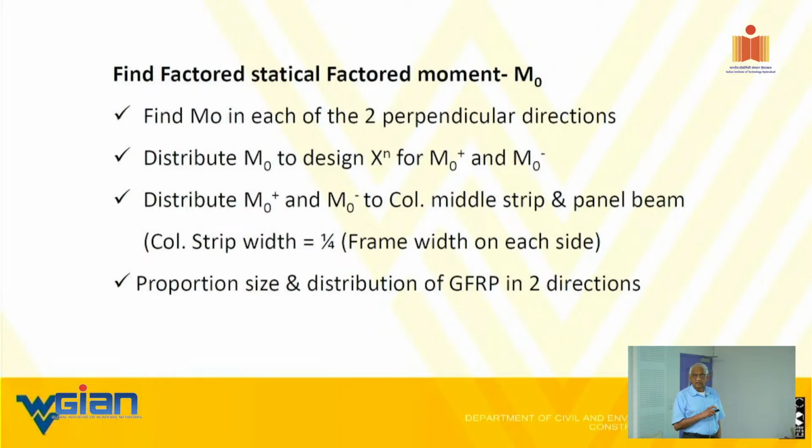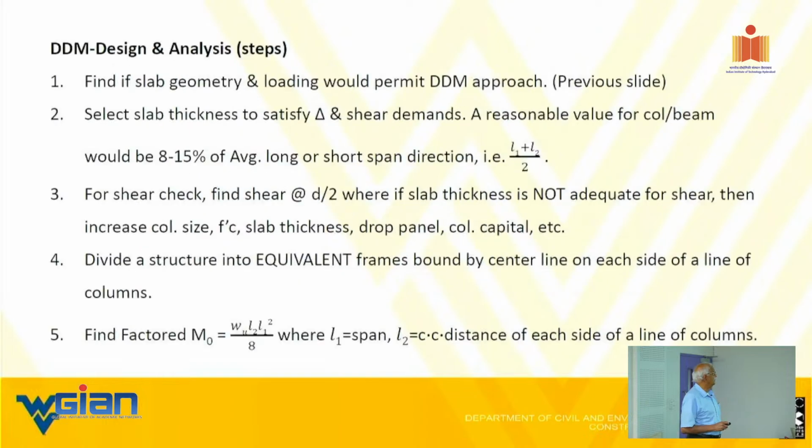That factor in our case is 0.6 versus 0.4. So I will discuss that, whatever that is. Now you distribute the moment, positive and negative. Positive moment is at the center of the span. Negative moment is at the top of the span, beam or whatever. Then the proportion, size and distribution of GFRP in both directions.